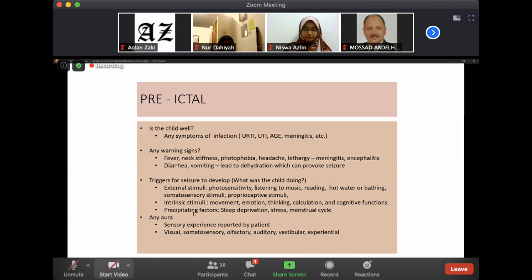Also, ask for any precipitating factors such as sleep deprivation, stress, or menstrual cycle. Also ask for any aura. Aura is a sensory experience reported by the patient. It must be reported by the patient, and usually it is not observable by people around them. So it includes any visual things, anything that they see, somatosensory, olfactory, auditory, vestibular, experiential. Experiential is a deja vu, according to Nelson.